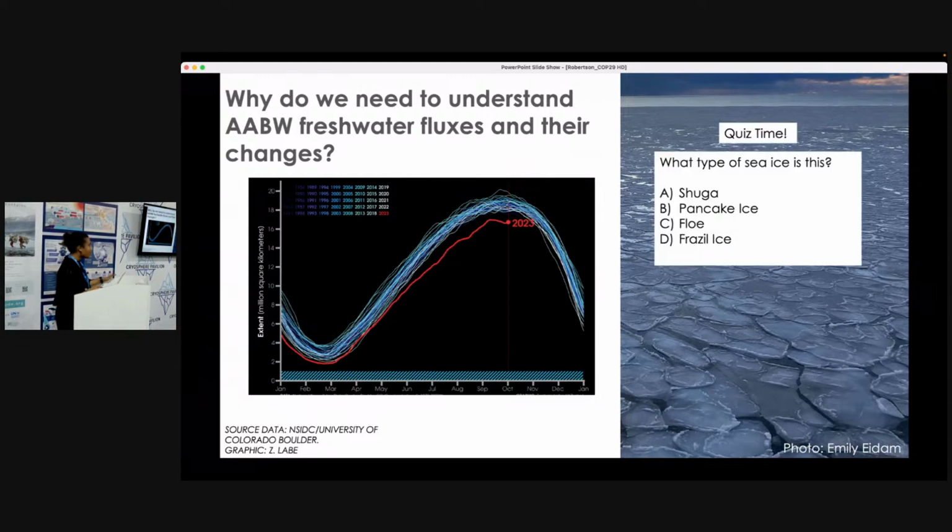Before we move on, I wanted to do a quick quiz for some folks in the audience about what type of sea ice this is in the picture behind you. So we have 4 options, A, B, C, and D. Can anyone put their hands up for A? For B, C, and D. All right, so if you picked B, pancake ice, you were correct.